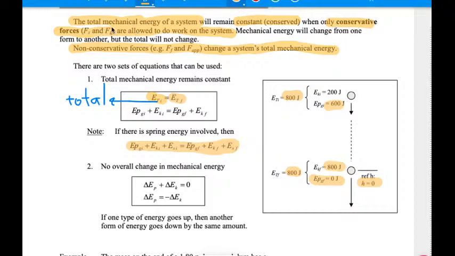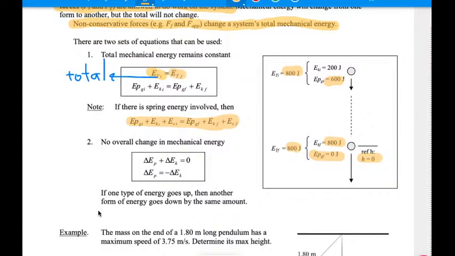The only force here really is the force of gravity. Now, there's no force of friction, and there's no applied force on this dropped ball. An example of an applied force would be a hand pushing it down.